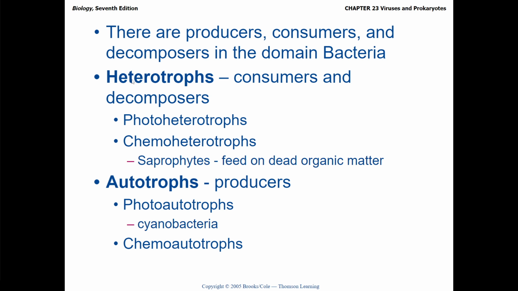Autotrophs are also known as producers. There's photoautotrophs and chemoautotrophs. A great example of photoautotrophs are cyanobacteria, which are bacteria that contain chloroplasts or light absorbing organelles, and that's going to be utilized in order to carry out processes like photosynthesis and produce oxygen. Chemoautotrophs can do something similar, just not with sunlight. They do it instead with chemicals in their environment.